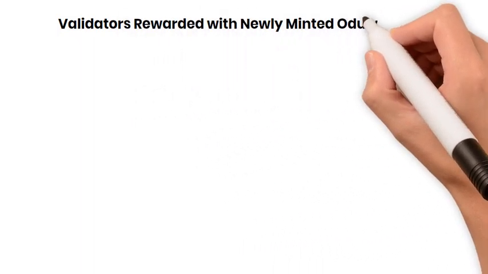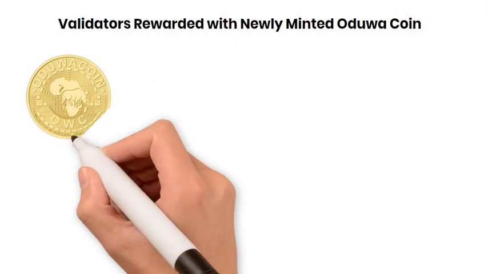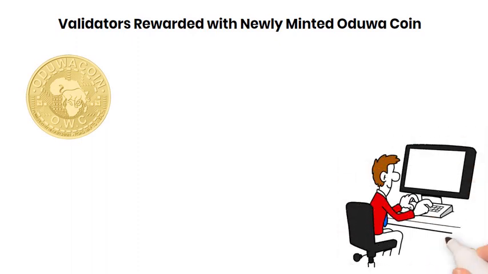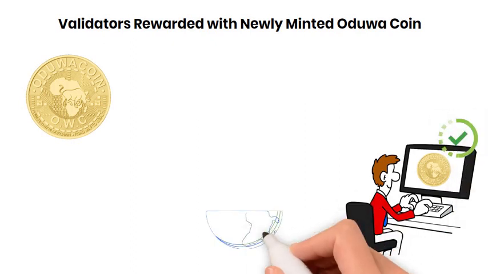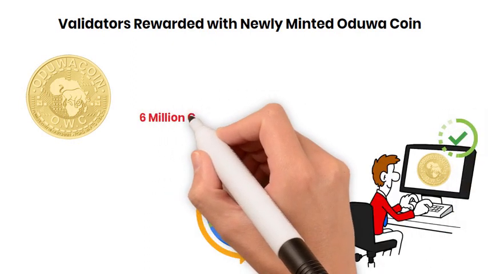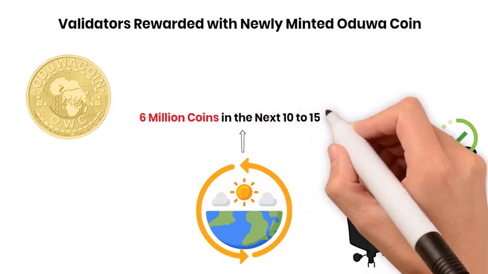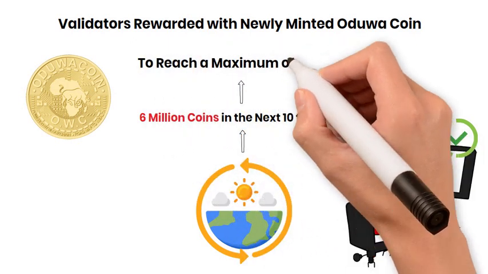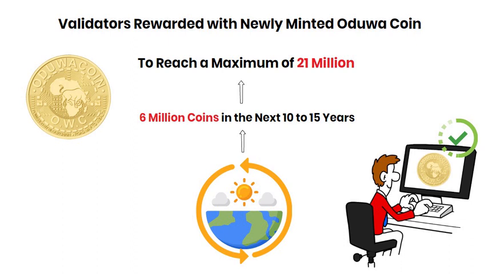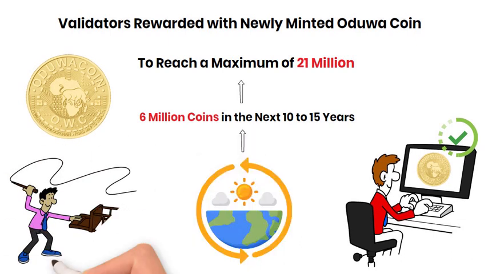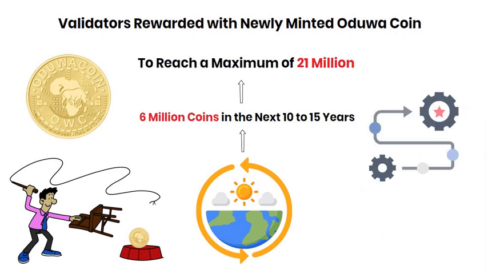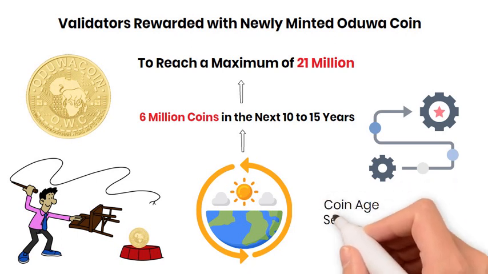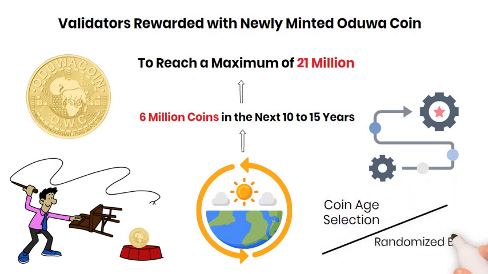Validators are rewarded with newly minted Oduwacoin. The Oduwacoin network compensates miners for verifying transactions in a block with newly minted Oduwacoin for the transactions they verify. The ecosystem is expected to mint 6 million coins in the next 10 to 15 years to reach a maximum of 21 million. It would seem that miners may control the network with large amounts of Oduwacoin. However, this is not necessarily the case, because the second part of the pseudo-random process selecting a miner is to give preference based on the coin age selection or randomized block selection.